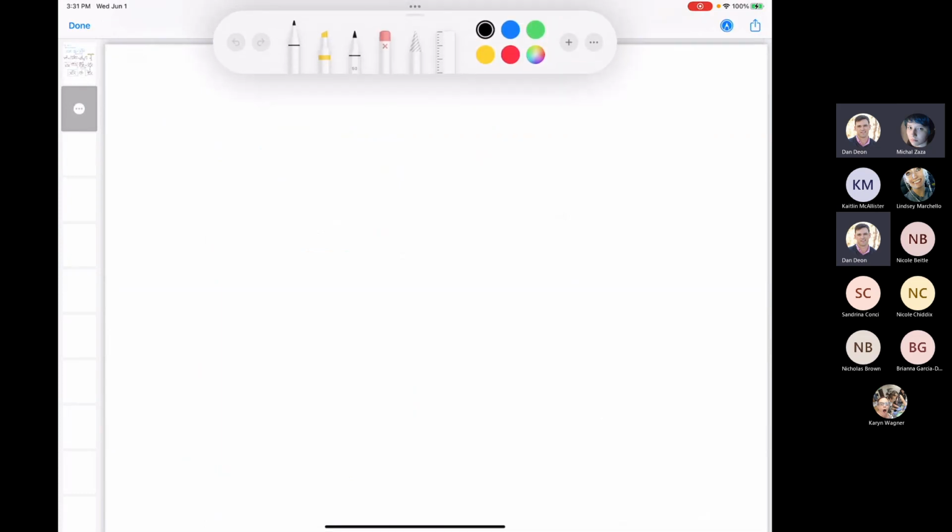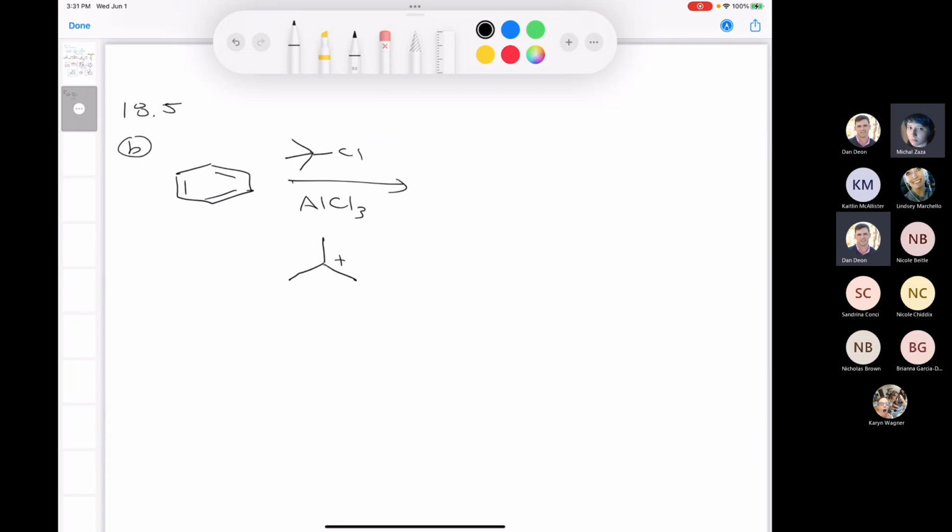So let's see here. So this is question 18.5B. So same thing. We're starting with benzene. And I'm pretty happy with the way you guys answered that question. So let's try this. What if you had tert-butyl chloride and aluminum chloride? What would be the carbocation that you would form? It would be this. So it'd be a tert-butyl carbocation.